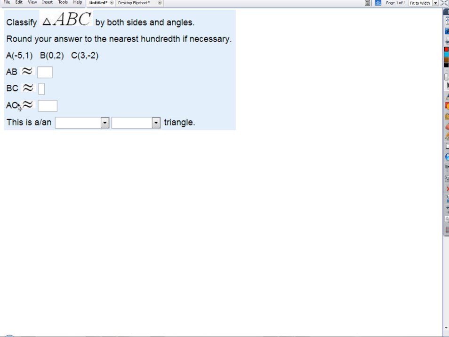We're going to classify it, of course, in two ways. We're going to classify it by the angles and by the sides, right? And so this will help us to classify it by the sides at least. But then we also have to deal with the angles, and we're going to talk about a way to do that. So let's go through this one.